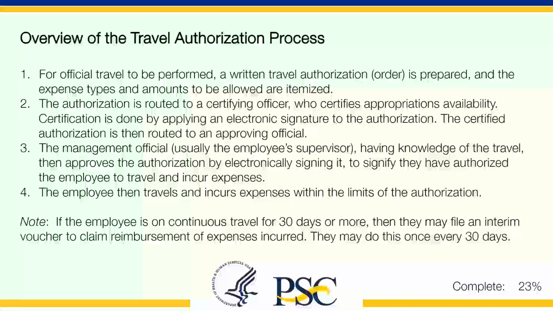Step 3. The management official, usually the employee's supervisor, having knowledge of the travel, then approves the authorization by electronically signing it, to signify they have authorized the employee to travel and incur expenses. Step 4. The employee then travels and incurs expenses, within the limits of the authorization. Note, if the employee is on continuous travel for 30 days or more, then they may file an interim voucher to claim reimbursement of expenses incurred. They may do this once every 30 days.